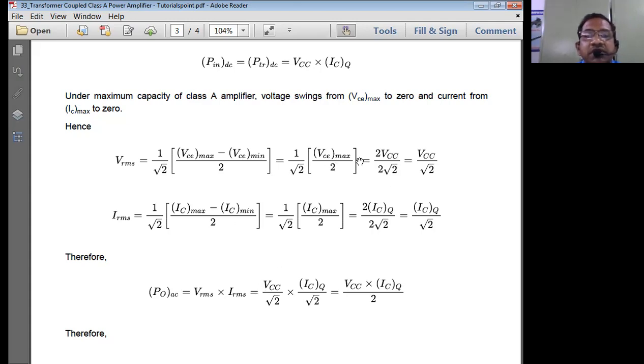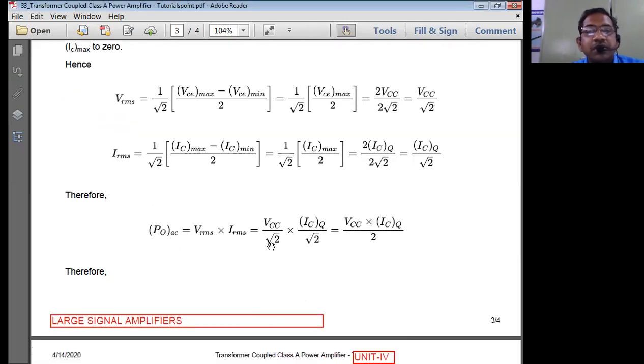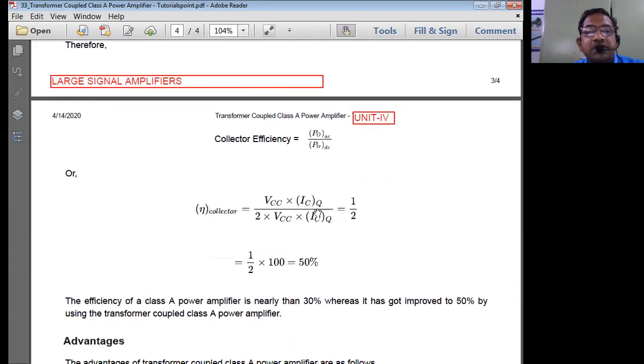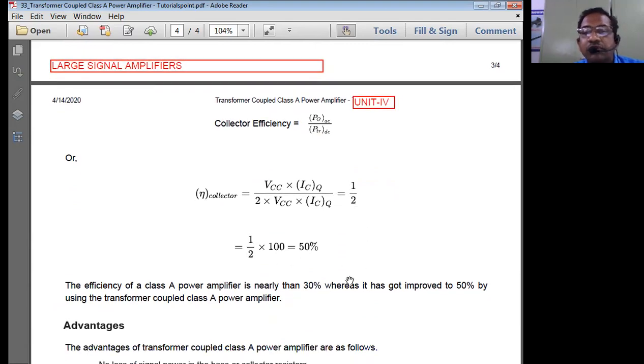So I can write this as VCE max. Now, by considering VCE minimum and IC minimum to be equal to 0, we get VRMS equal to VCC by root 2 and IRMS equal to ICQ by root 2. By substituting them into the output power equation, VRMS into IRMS, finally we get VCC into ICQ by 2. And next, by substituting this in the expression for the efficiency, we get 1 by 2, which is equal to 50%.